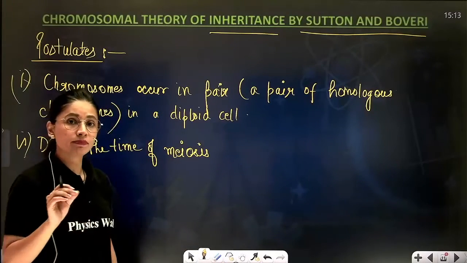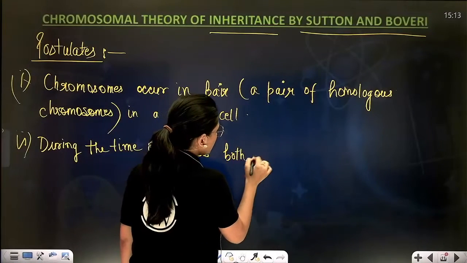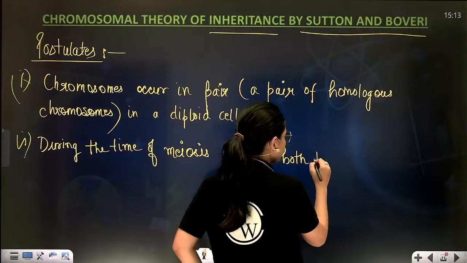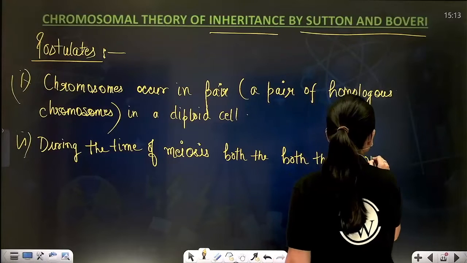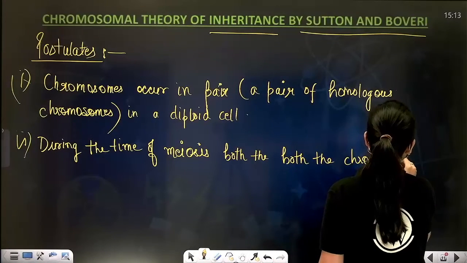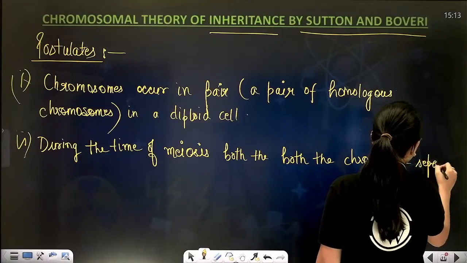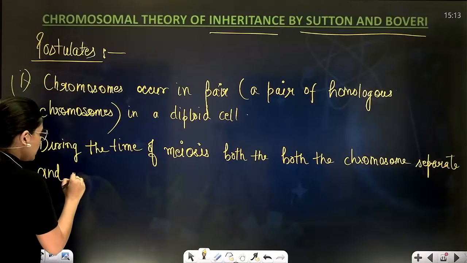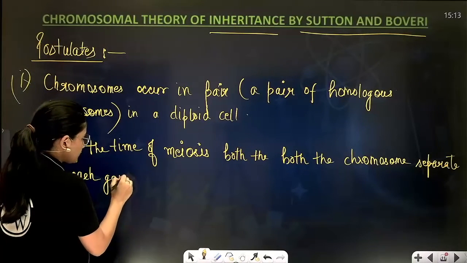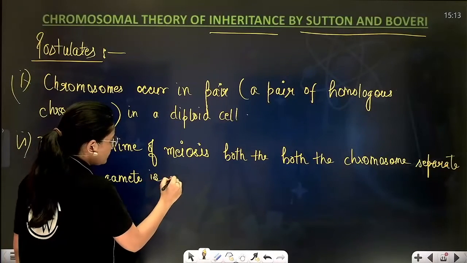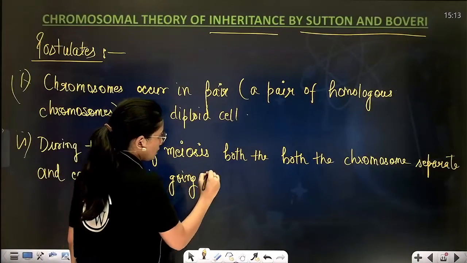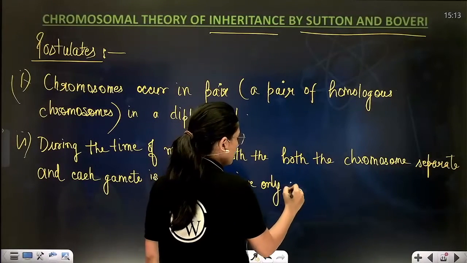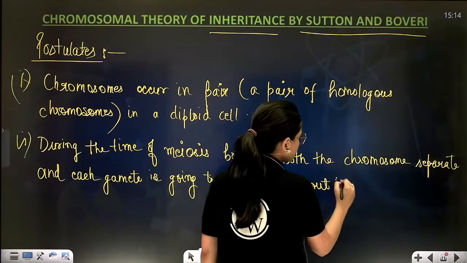during meiosis, both the chromosomes separate and each gamete is going to receive only one out of the two.